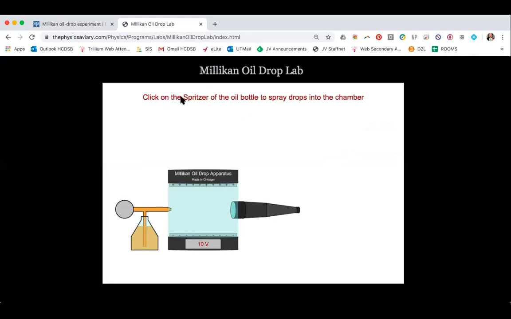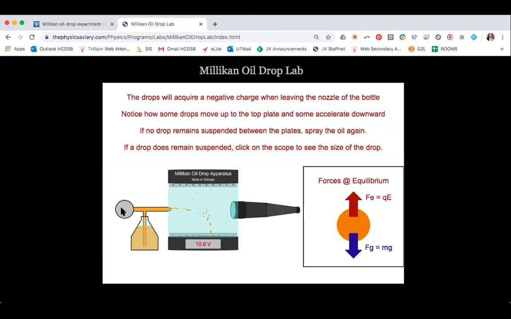So it says, click on the spritzer of the oil bottle to spray droplets into the chamber. So we spray some oil. And then it says, the drops will acquire a negative charge when leaving the nozzle on the bottle. Notice how some drops move up to the top plate and some accelerate downwards. So maybe the drops that accelerate upwards are so negatively charged that they travel up. And the ones that fell weren't very charged, or weren't charged at all, so gravity took over.